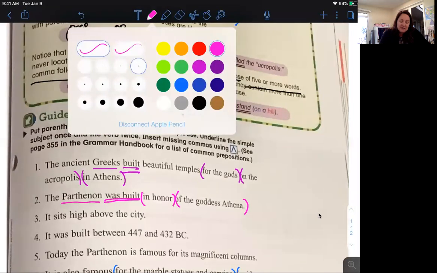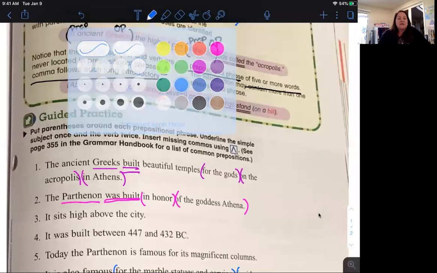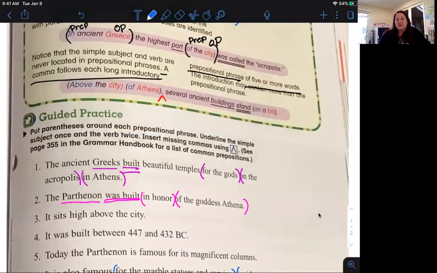And I like to use different colors so you guys can see the differences between the sentences. Number 3, it sits high above the city. Okay, what's my verb? Sits. Good. Who or what sits? It sits. Do we have a prepositional phrase? It's kind of a short sentence, but we do. It's above the city. The preposition is above, and the object of the preposition is city.